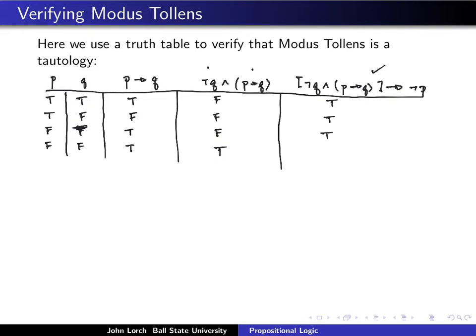Now, what about in the last row? Well, the first bit is true, but so is not P. And so we get T all the way down. So modus tollens is indeed a tautology.